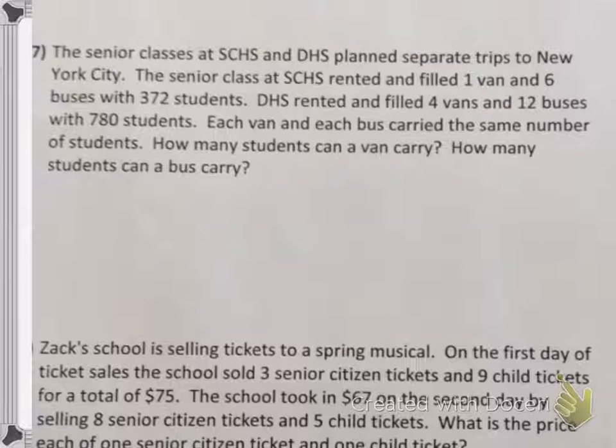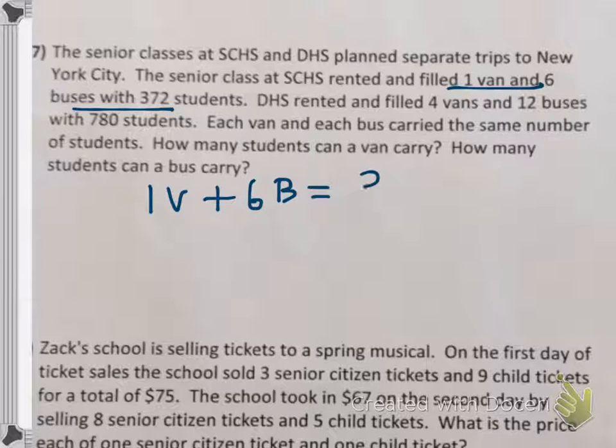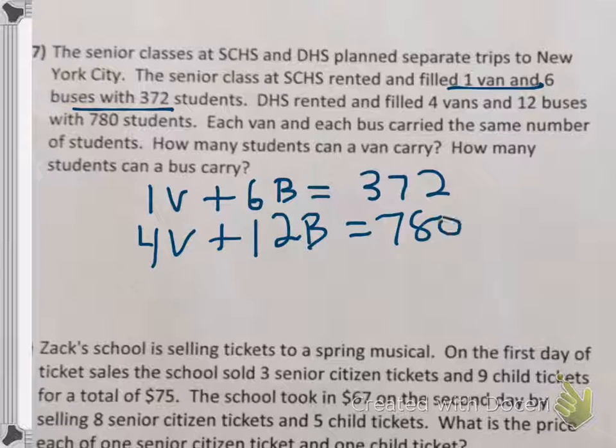Okay, the next equation is set up just like that. I'm going to make sure that you have your equation set up, and then I'm going to just let you solve this one on your own. It's the exact same problem. The only thing that's changed is the numbers. So 1 van and 6 buses is 372. So 1 van plus 6 buses equals 372 students. And then 4 vans plus 12 buses equals 780 students if you read the information inside there. So you're going to solve this system of equations on your own so that you can get full credit on your note-taking guide.